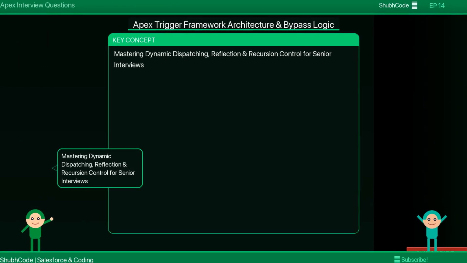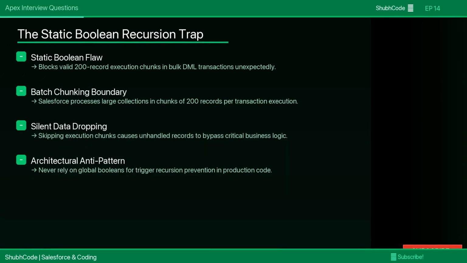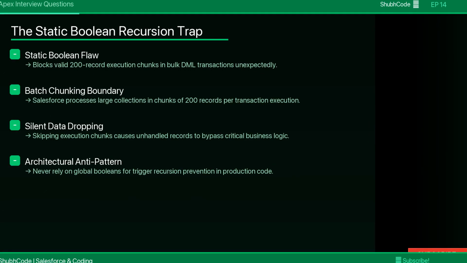Let me explain this simply. Mastering dynamic dispatching, reflection and recursion control for senior interviews. Senior candidates often reach for static Boolean variables to prevent trigger recursion, but this approach introduces massive flaws in bulk operations. When processing multiple batches of 200 records in a single transaction, a simple Boolean locks out subsequent chunks. You would write, List<Account> accs = [SELECT Id FROM Account LIMIT 400], and if you set AccountTriggerHandler.isFirstRun = false after the first batch, the second batch is completely skipped.